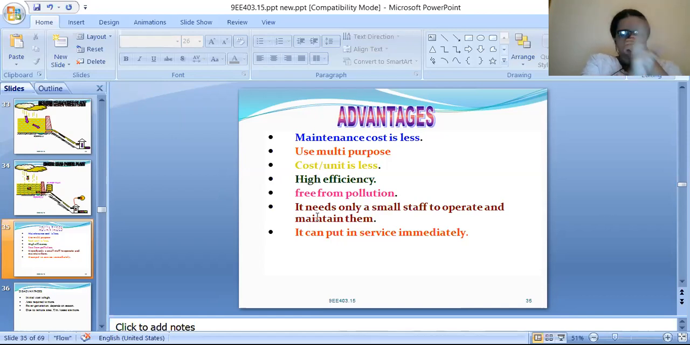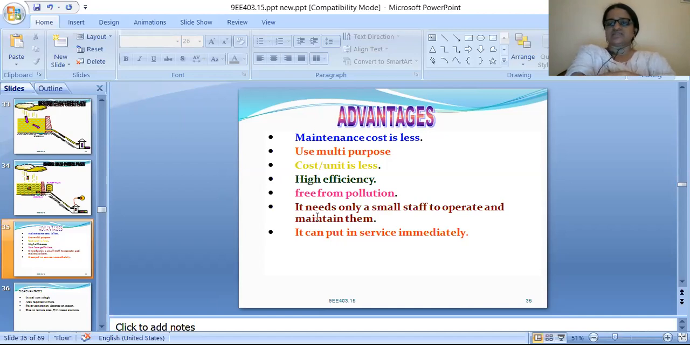Next, the third point is cost per unit is less. As you are not purchasing anything, like you are not purchasing water, as you are not having any initial buying cost, like fuel cost, whatever the energy you are generating, for 1 unit generation, whatever the cost which you are spending, or which we are charging, it will be less. Coming to the second one, it is high efficiency.